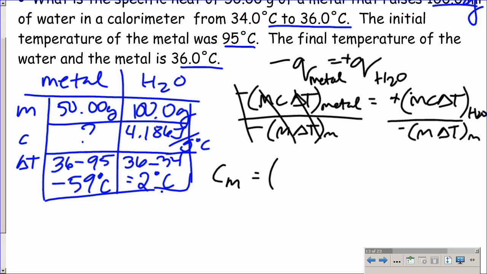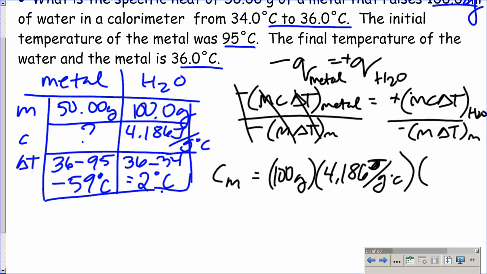100 grams of water. Keep going. C is water, 4.186 joules per gram degree C. Delta T? 2 degrees C. Okay, so everything so far was about water. So you plug all your values in, divided by the negative sign that's associated with this.